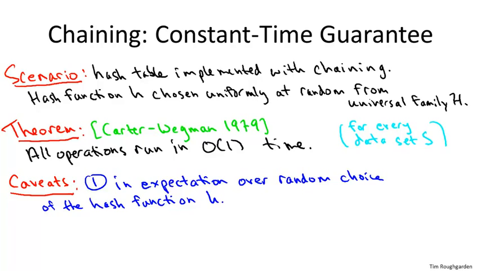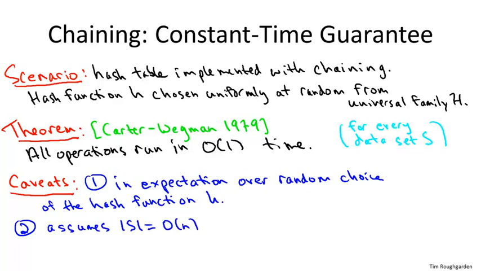So the second caveat is something we've talked about before. Remember, the key to having good hash table performance: not only do you need a good hash function, which is what this universality guarantee is providing us, but you also need to control the load of the hash table. So of course, to get constant time performance, as we've discussed, a necessary condition is that you have enough buckets to hold more or less the stuff that you're storing.